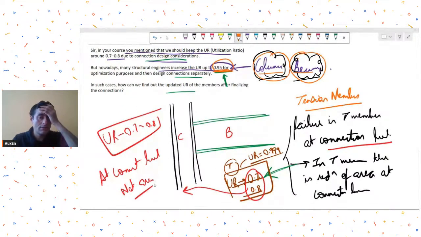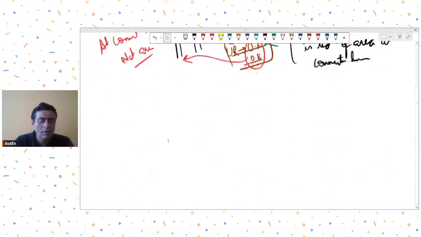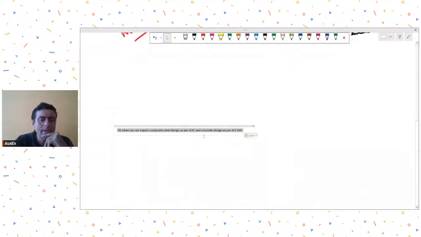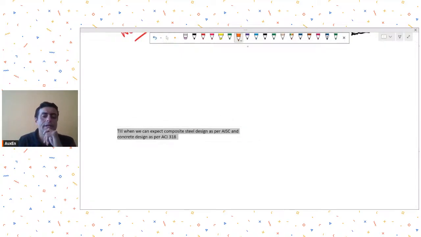So this was the question asked by engineer Rohit Raghav, and now I'll take up the next question. The next question is not a question, it is a comment from engineer Arbaz Kazi. He is a working professional. And what is this comment? Till when can we expect a composite design course as per AISC and a concrete design course as per ACI 318?